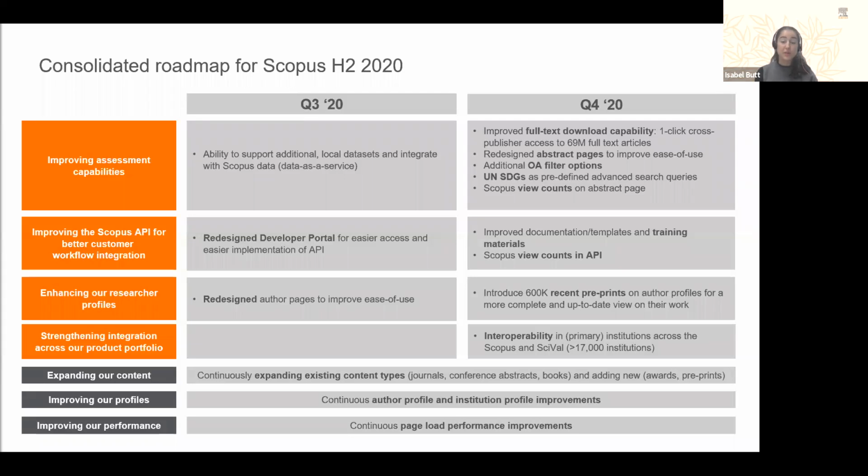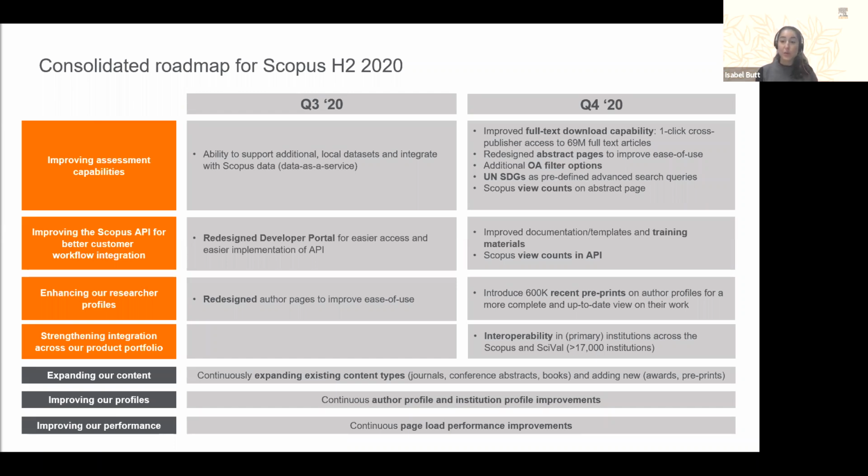The enhancements to researcher profiles, of course, are a priority, and I've already walked you through the redesign and the preprints, which are the improvements this year. The next chunk on the roadmap is all about strengthening integration across the product portfolio. So it's all about interoperability with our other products. This year it's about institutions, so making sure they are aligned across Scopus and SciVal.